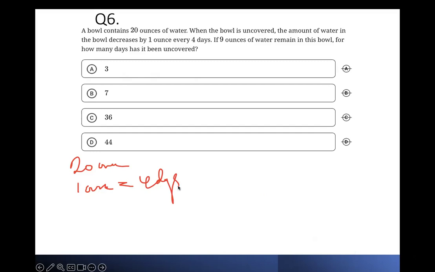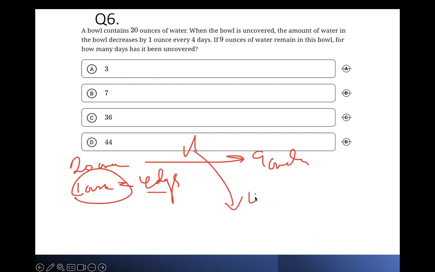If 9 ounces of water remain, so whatever is left now, how many days did it take? What is the difference? 11. 11 ounces of water is lost. If I'm losing 1 ounce every 4 days, for 11 ounces I've got to multiply by 4. I have 44. Don't make word problems difficult. Translate it into English and then put it together.